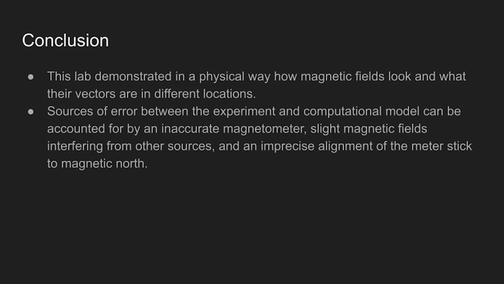So in conclusion, this lab demonstrated in a physical way how magnetic fields look and what their vectors are at different locations. The values that we got from calculating the actual experiment and from the computational model, of course, differ quite a lot. And the sources of error between the experiment and the computational model can be attributed to slight magnetic fields interfering from other sources, an inaccurate magnetometer phone app, and of course, an imprecise alignment of the meter stick to magnetic north.